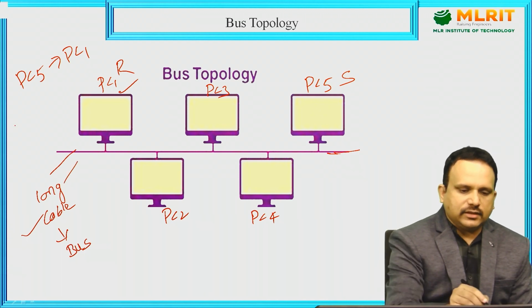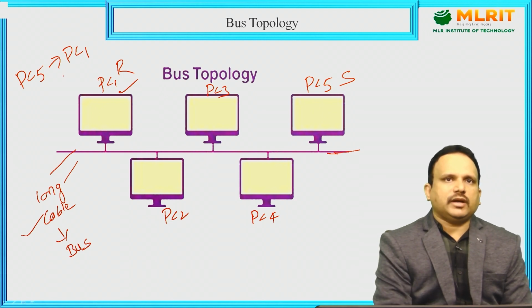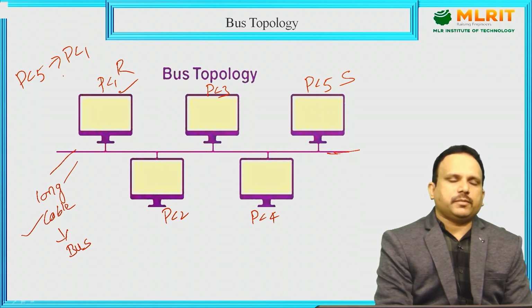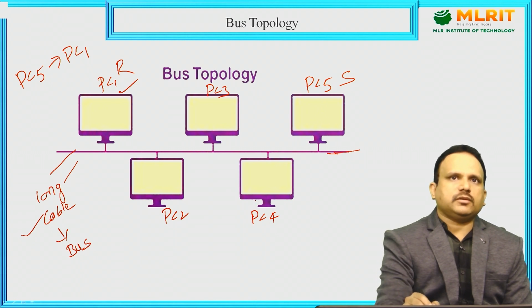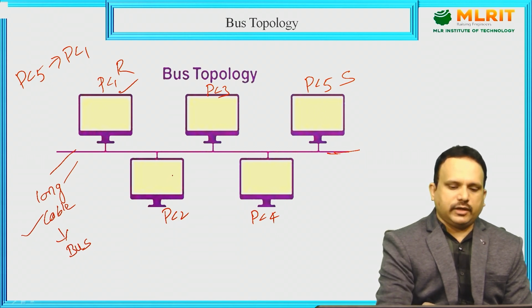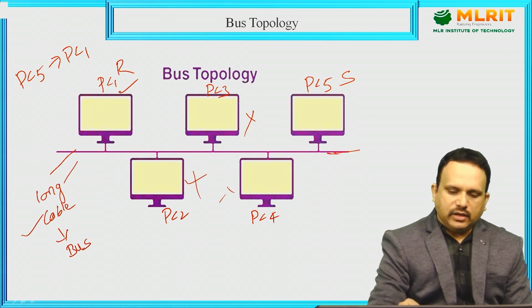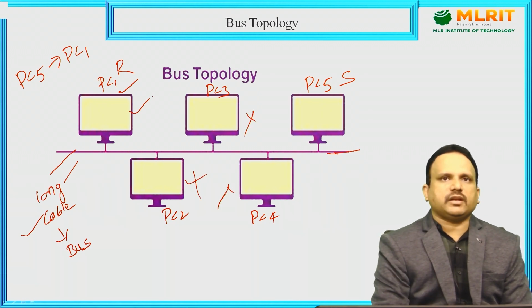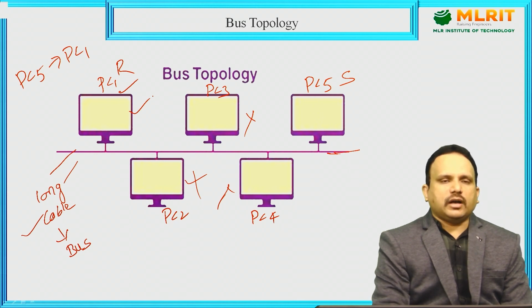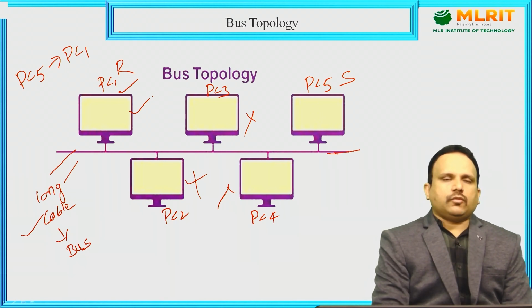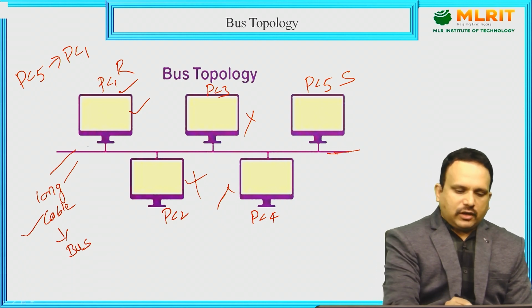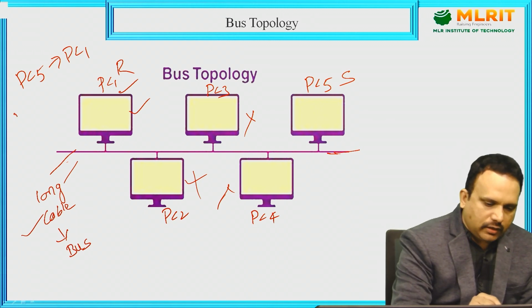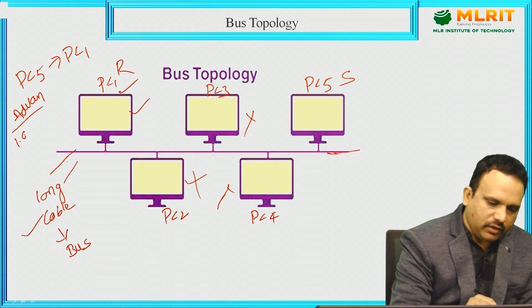PC5 will send the data and PC1 will receive the data. Apart from PC1, PC4 will receive the data, PC3 will receive the data, PC2 will receive the data. Simply by observing the addresses, all these three will discard the data and only PC1 will receive it. Coming to the advantages of this bus topology: as we require only one cable, only one cable is required.